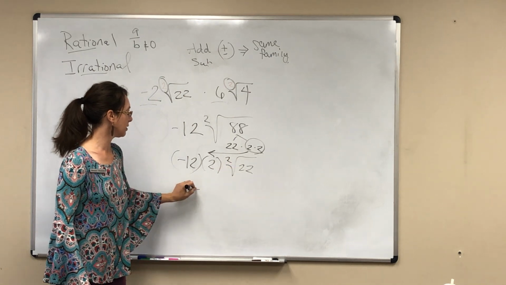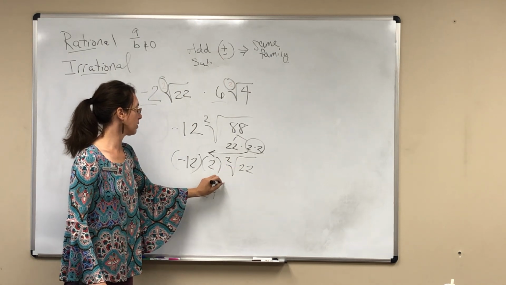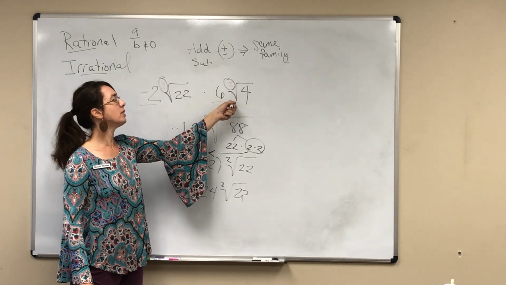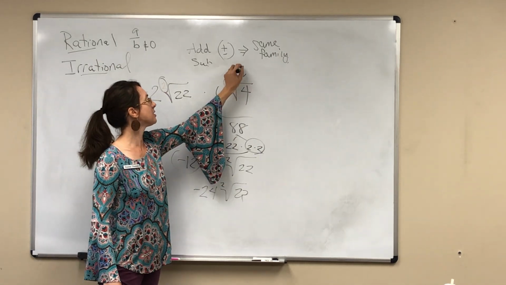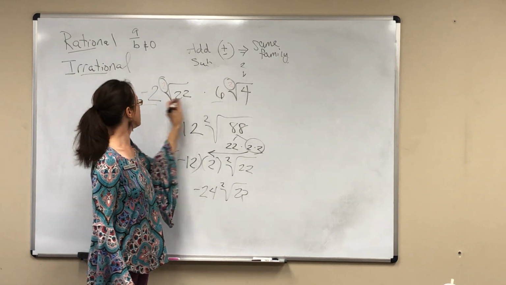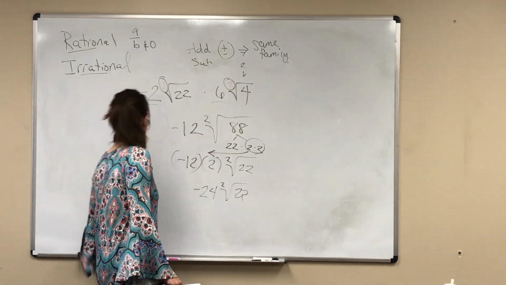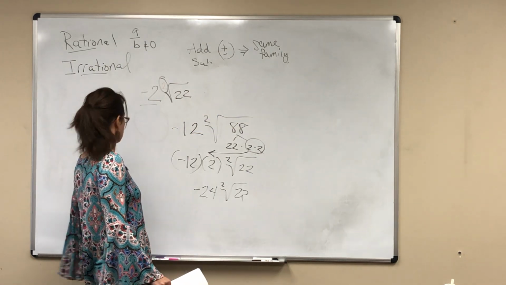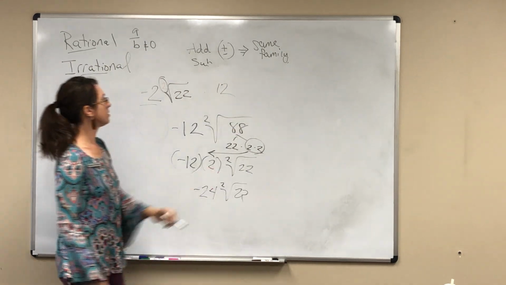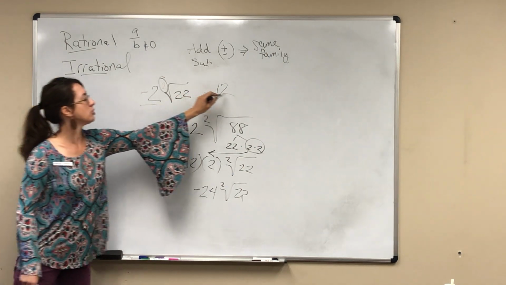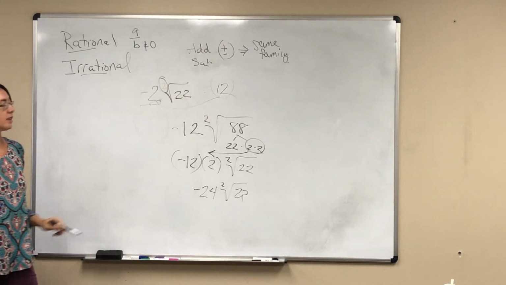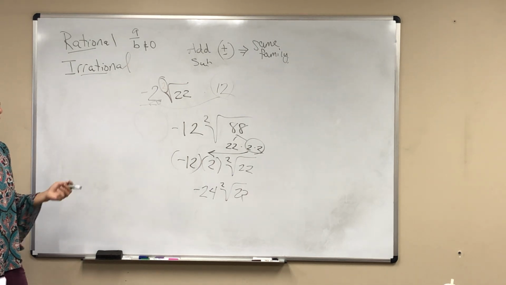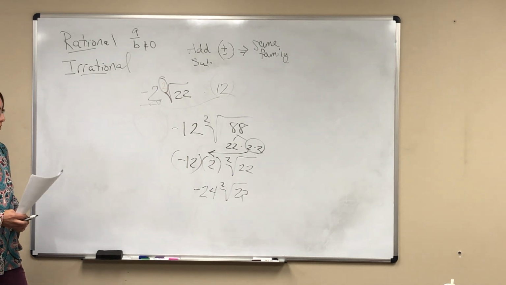So now I ended up with -24, square root of 22. Wait, hold on, square root of 4 I know is 2. So this is really this whole thing times -12 times 2. Then all you'd have to do is multiply your integers there, right? Yep, -24, square root of 22.